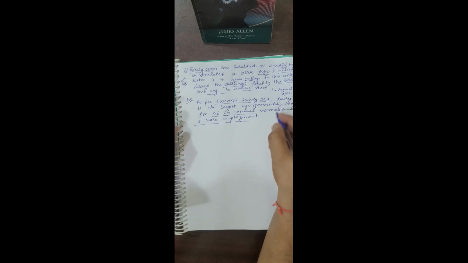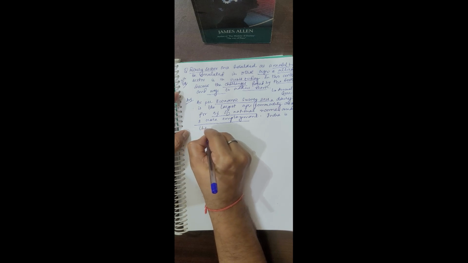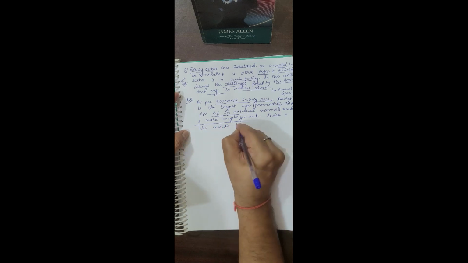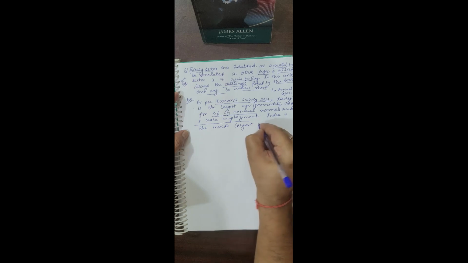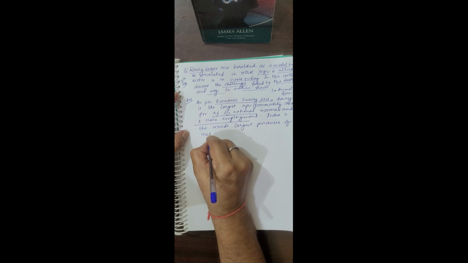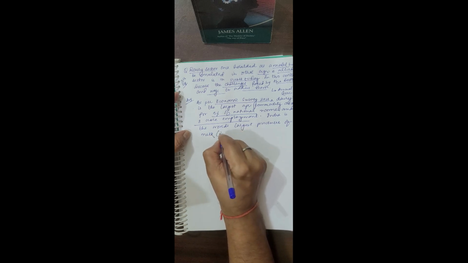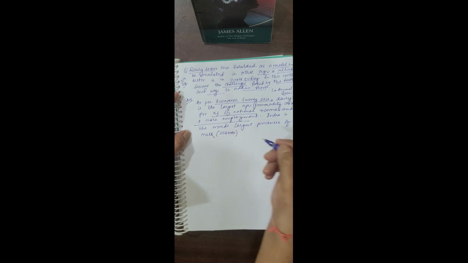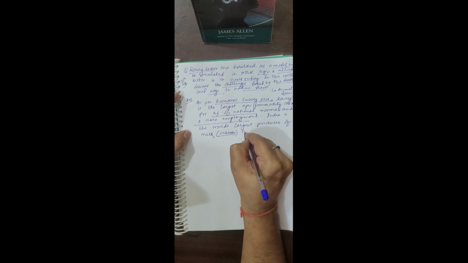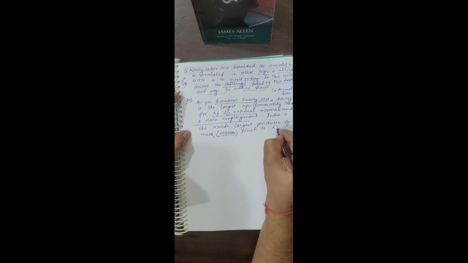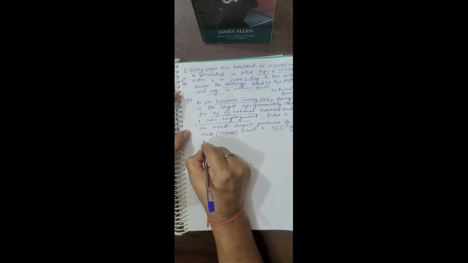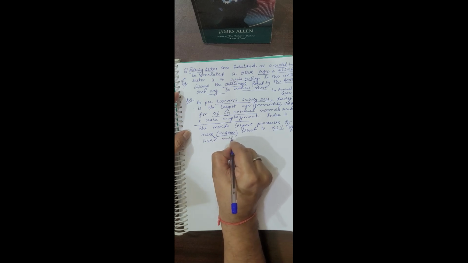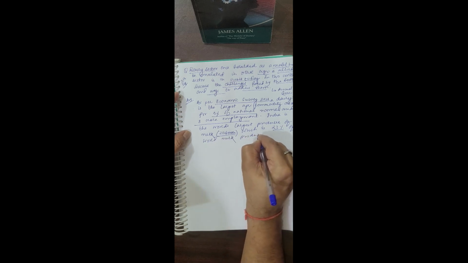Here I can give some more facts. India is the world's largest producer of milk. Here approximately I'll write, 204 million ton, which is 23% of world milk production.